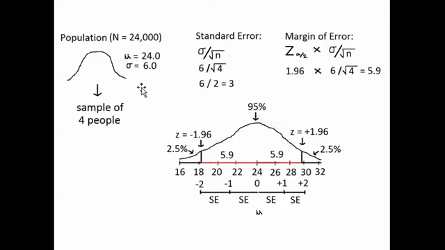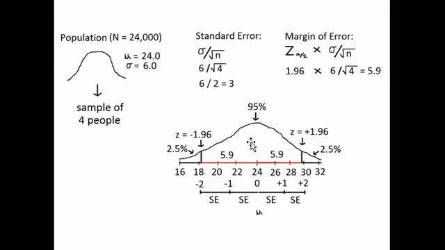So overall, what we can see is that when the population standard deviation is smaller, the standard error will be smaller. And when the standard error is smaller, the sampling distribution will be less spread out. And when the sampling distribution is less spread out, the margin of error is smaller, and less error is expected.